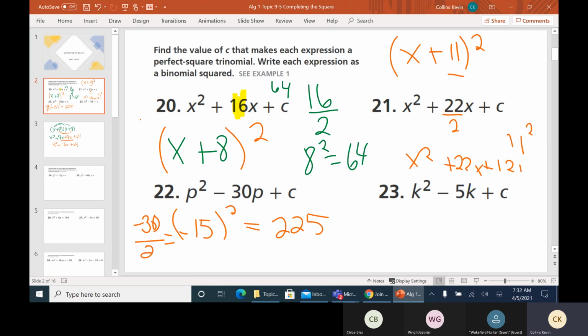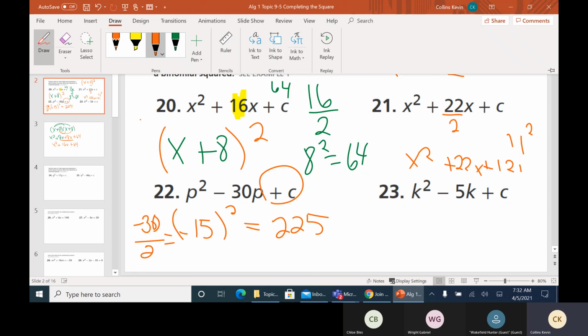Okay? So what we're saying here is this C value, this number at the end, is always going to be a positive. Not going to be a negative, ever. Always positive. Okay? Now the only difference is, notice that after we divided by 2, we ended up with a negative 15, correct?